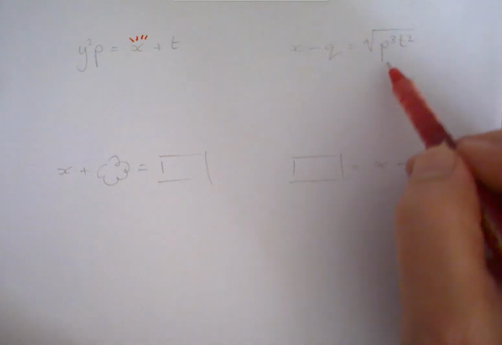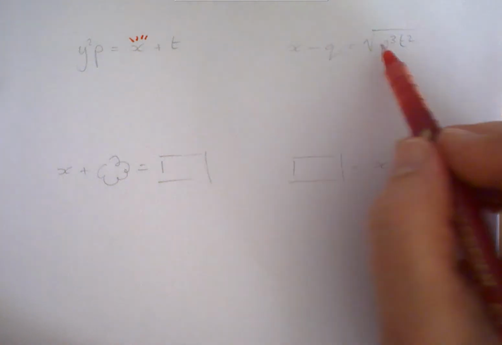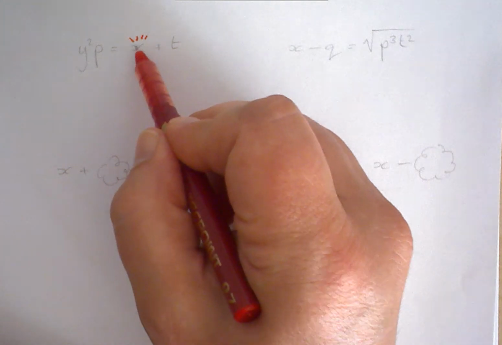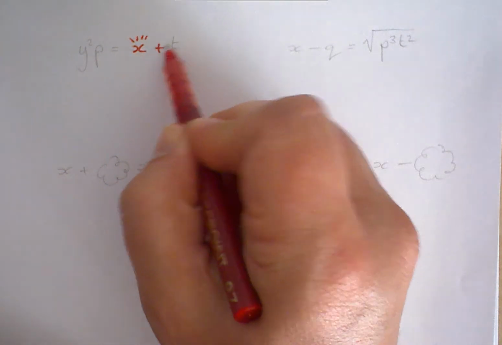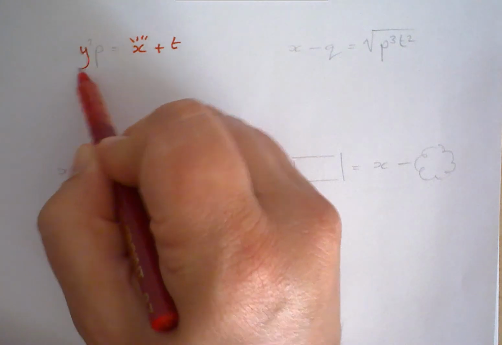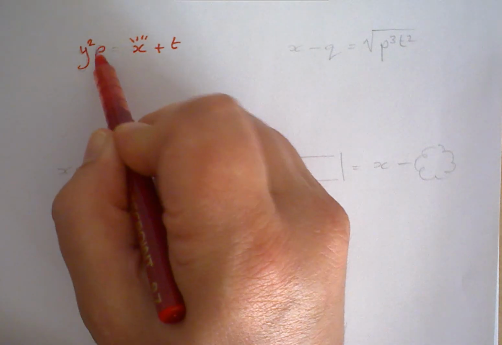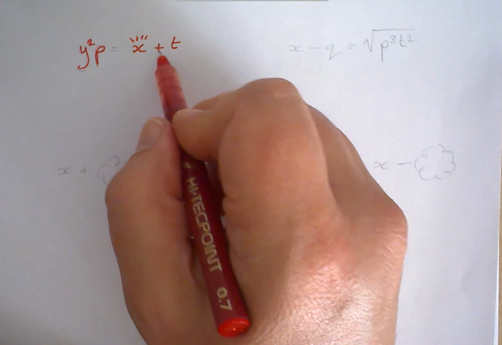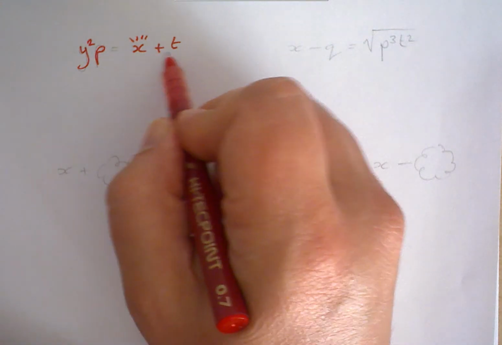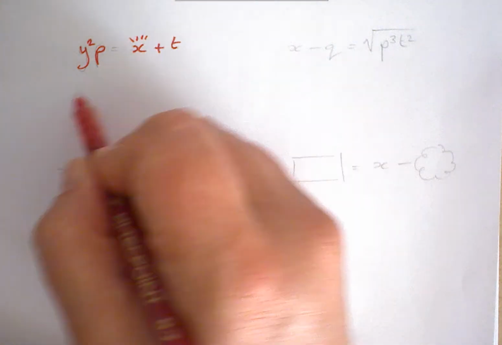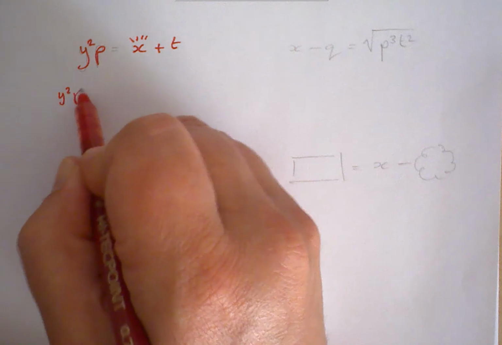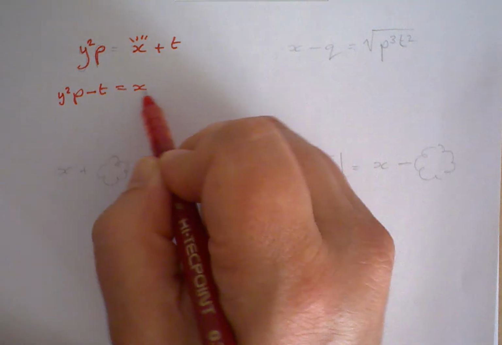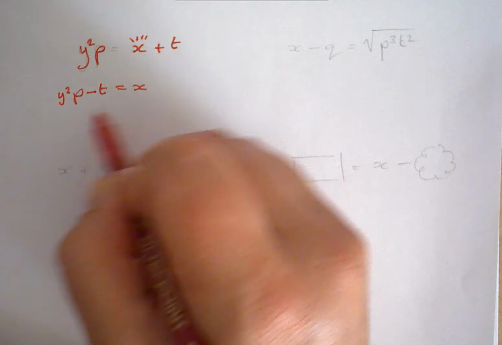And so it doesn't really matter about all these complications here, because the only thing that's surrounding that x is this plus t. So to get rid of the plus t, I need to do minus t. So I'm just going to get y squared p minus t equals x, and I've unwrapped the x.